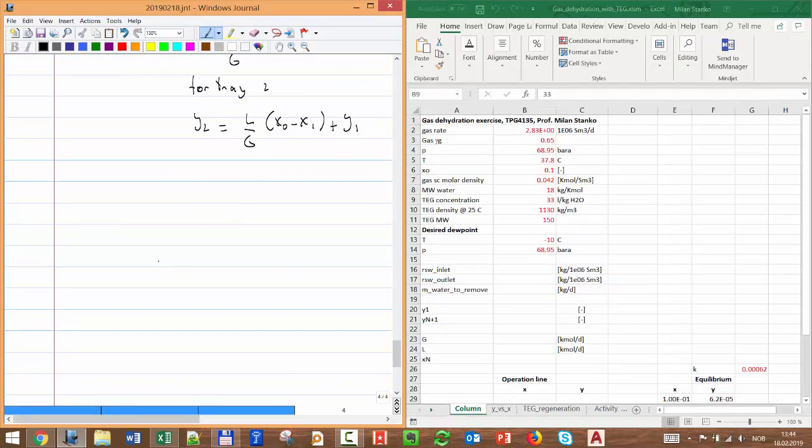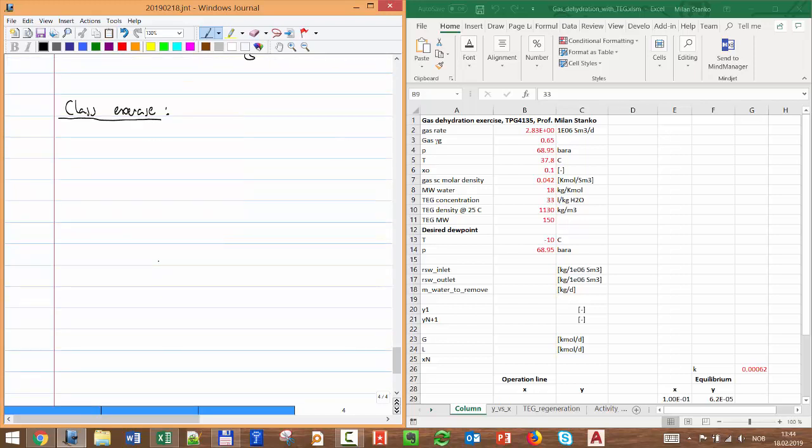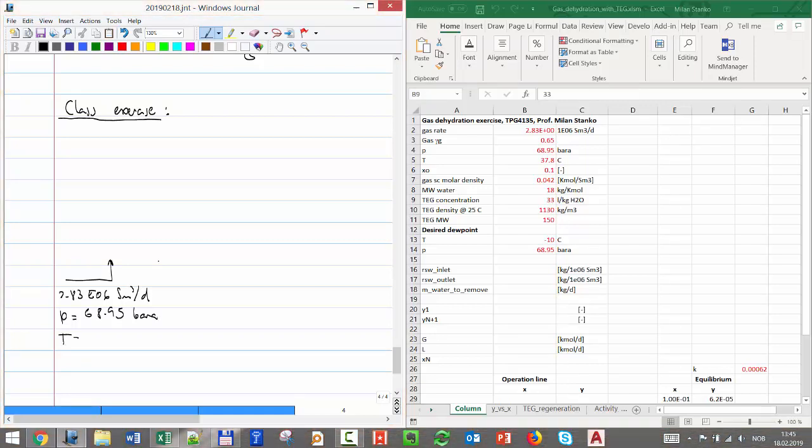Okay, we have my column, that's the class exercise. We have gas, 2.83 million standard cubic meters per day, and we know it's saturated with water. Then we have a pressure of 68.95 and a temperature of 38.